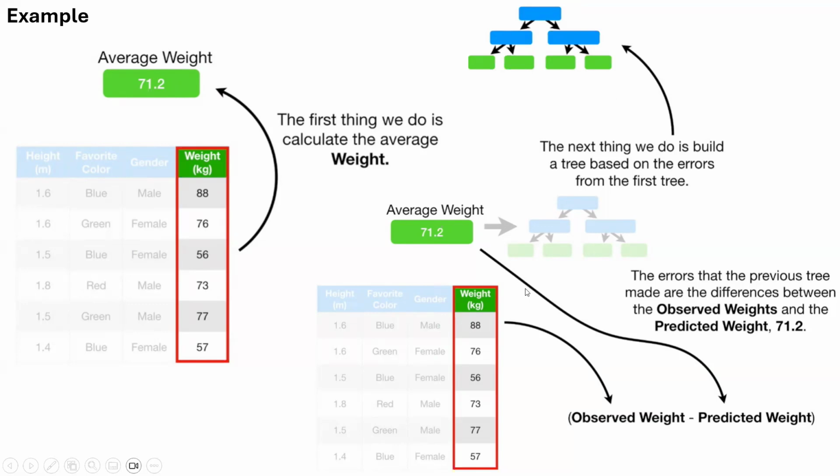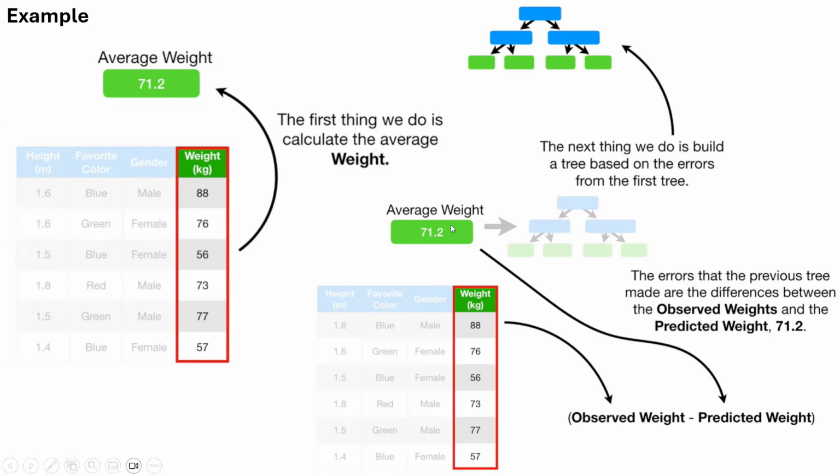So you need to have some sort of weighting on the samples, right? Now if you look at this, these are the actual weights for different persons, and this is the weight predicted by the first leaf. The difference between the observed weight and the predicted weight is called the residual. That is how the actual value differs from the initial prediction, and that is the error that we want to minimize. Now it is 88, and we predicted 71.2.